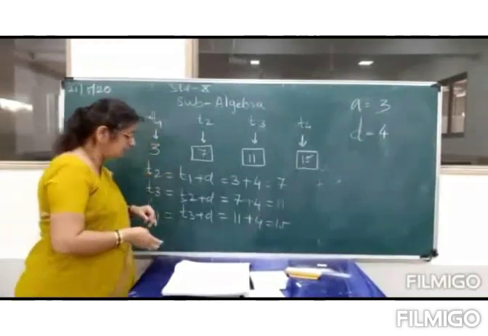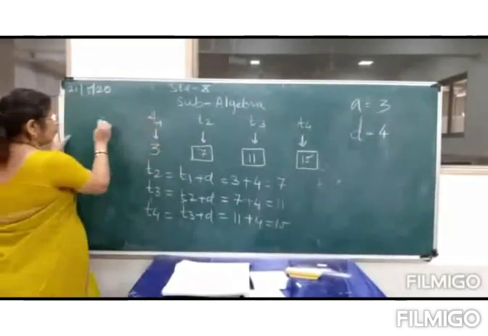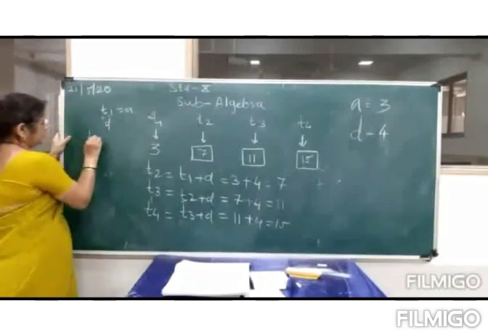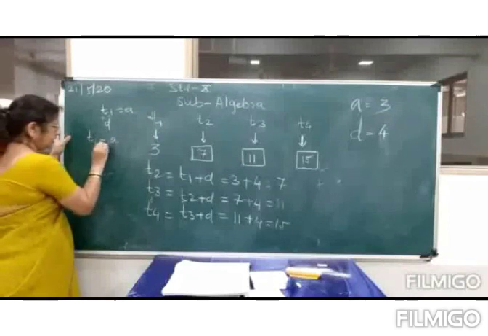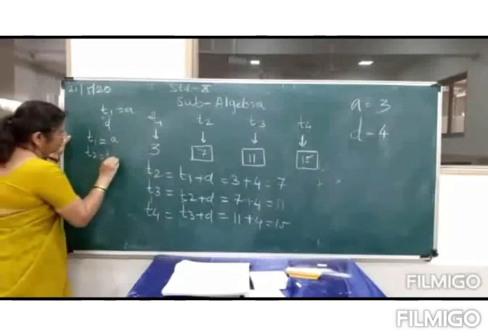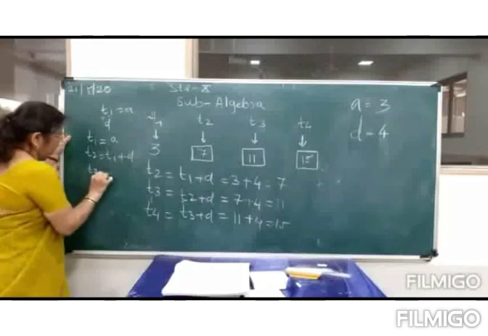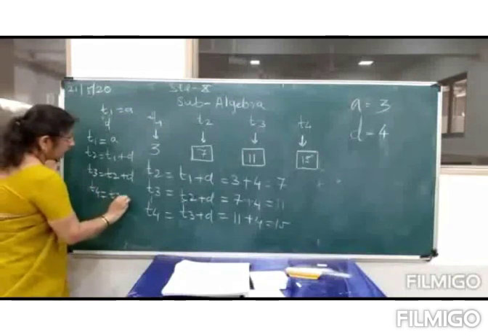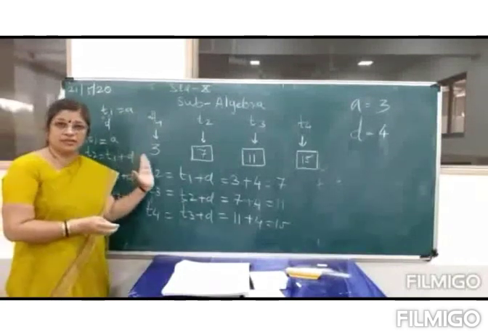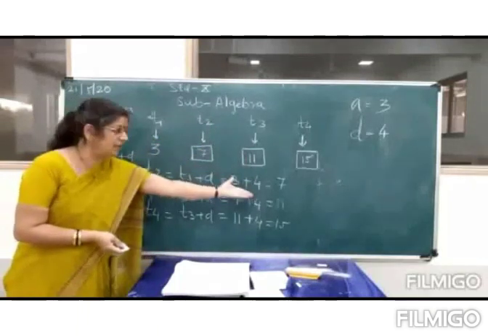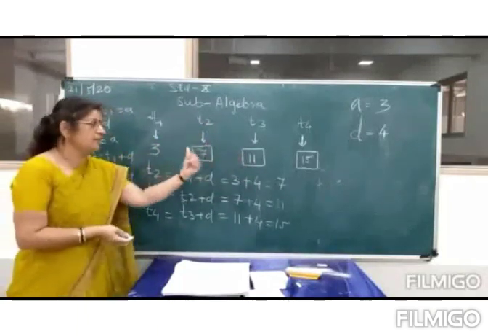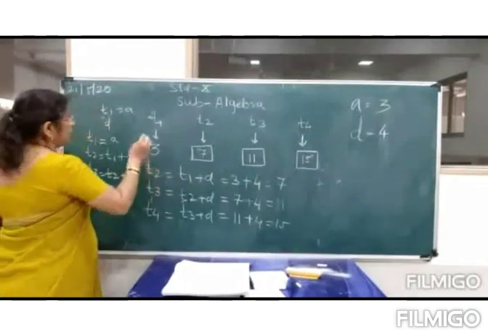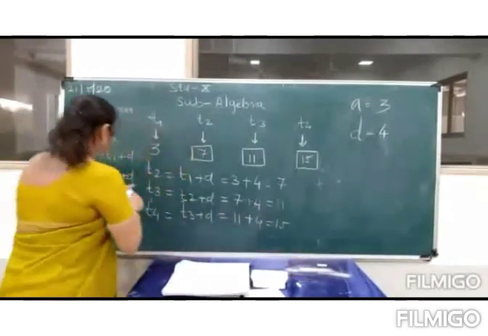So we can generalize it. If you know T1 or A and the common difference D, what can we write? T1 is already given, that is A. T2 you can find out as T1 plus D. T3 is your T2 plus D. T4 is your T3 plus D. Means what we have observed here? The next term is obtained by adding the common difference to the preceding term. So we can generalize this.